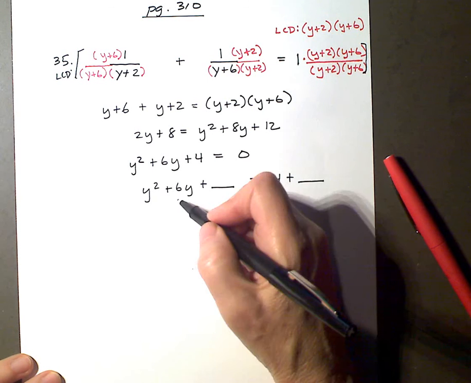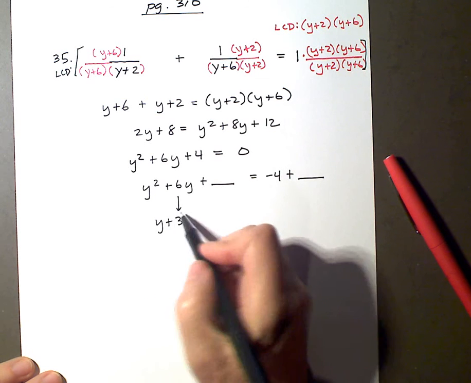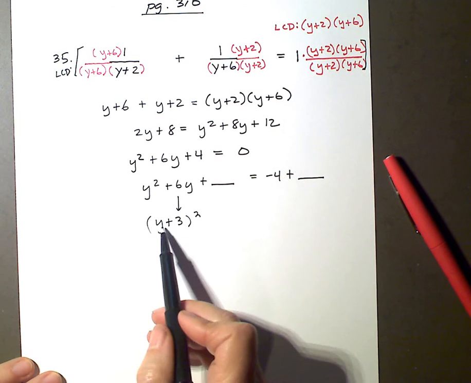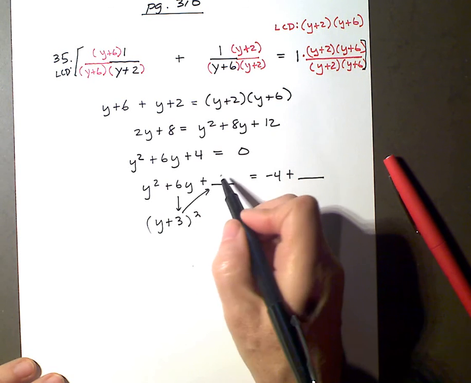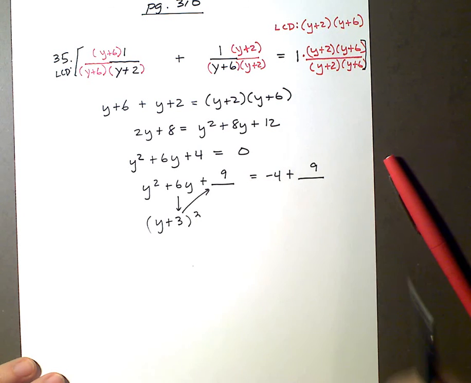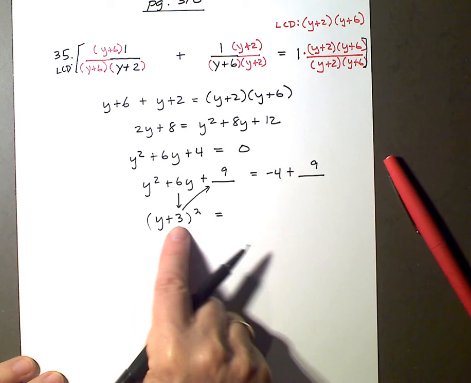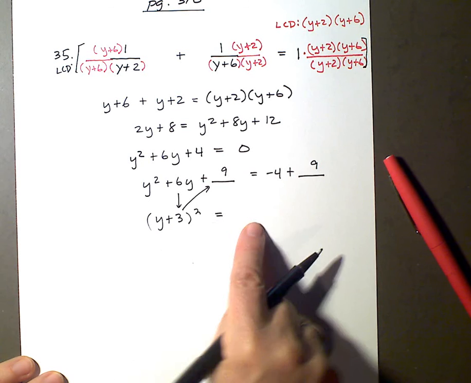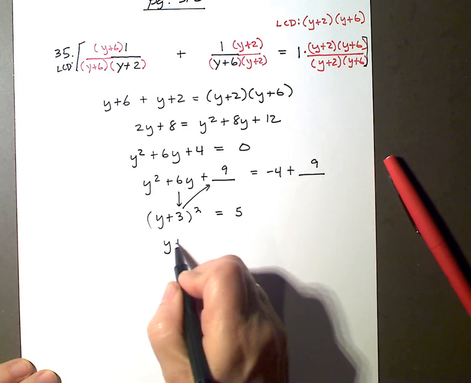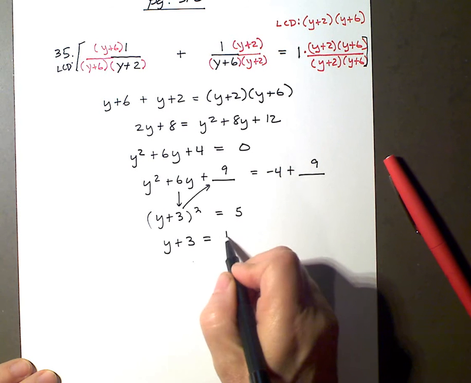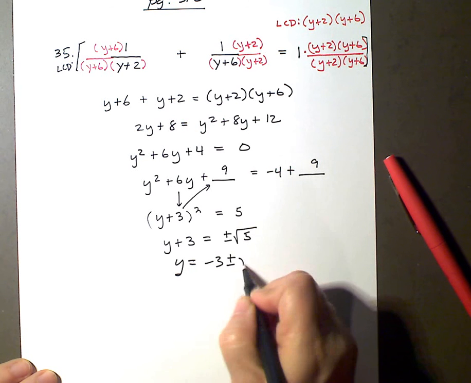So start the process. I want this to be y plus 3 quantity squared, because 3 is half of 6. If I FOIL out y plus 3 times y plus 3, then the last term in the trinomial will be 3 squared, or 9. I have to add that on both sides. So now my goal is a squared expression equals a number, and the number is negative 4 plus 9, or 5. Taking the square root of both sides, y plus 3 is equal to plus or minus the square root of 5. So y is equal to negative 3 plus or minus the square root of 5.